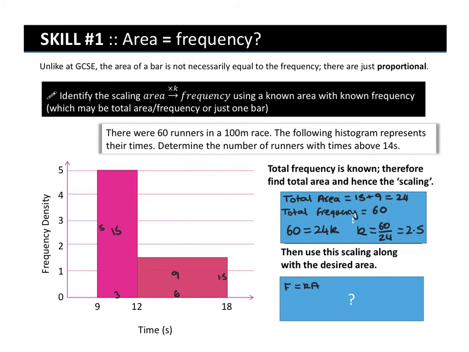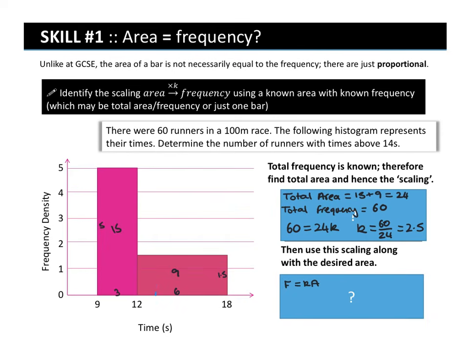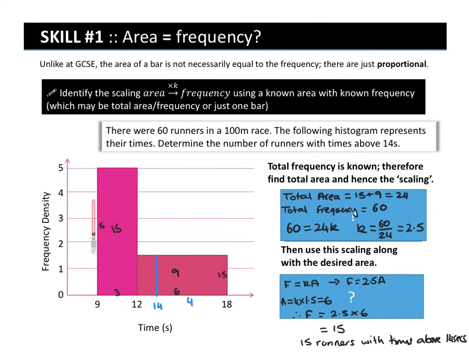In the question, it says determine the number of runners with times above 14 seconds. So 14 is roughly here. We can work out the area from 14 upwards. 14 to 18 is 4, and the height is 1.5. So our area equals 4 times 1.5, which is 6. Our frequency equals 2.5 multiplied by our area, and my area is 6. So my frequency equals 2.5 times 6, which is 15. This means there are a total of 15 runners with times above 14 seconds. So you can see how we've used our proportion to scale what's going on.